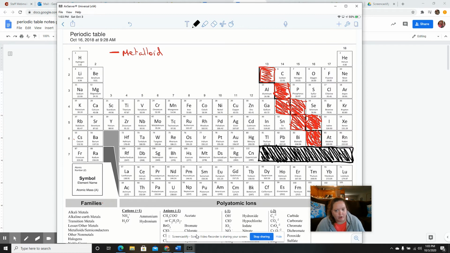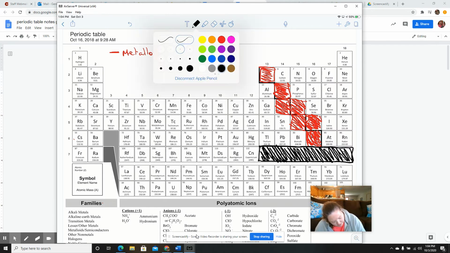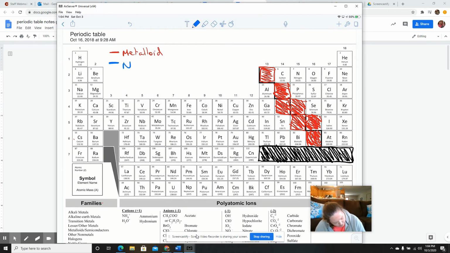So now what I'm going to do, okay, is in blue, I'm going to do the nonmetals, okay? And the first nonmetal that I'm going to do is the one big exception to our list, and that is hydrogen. And hydrogen is way off over to the left, okay? So hydrogen is a nonmetal, okay? All of the other nonmetals are off to the right of the staircase.